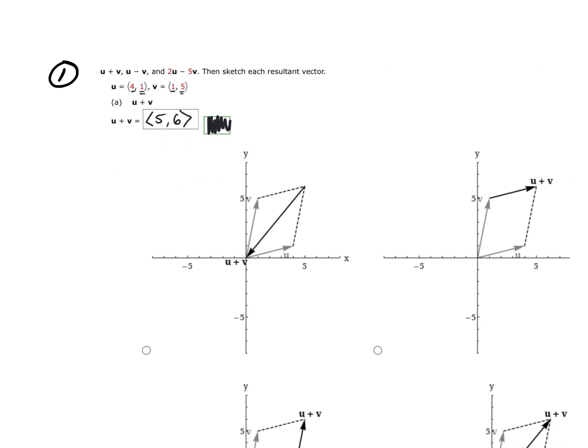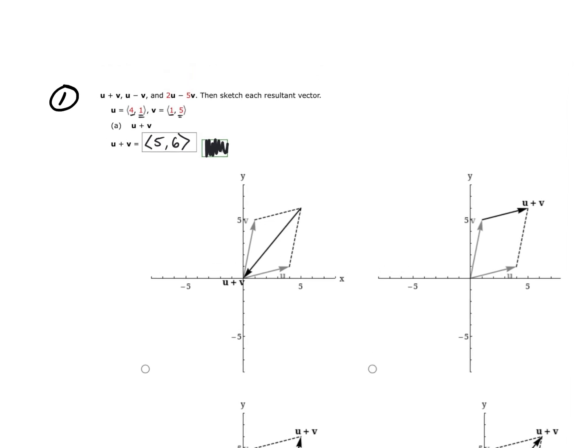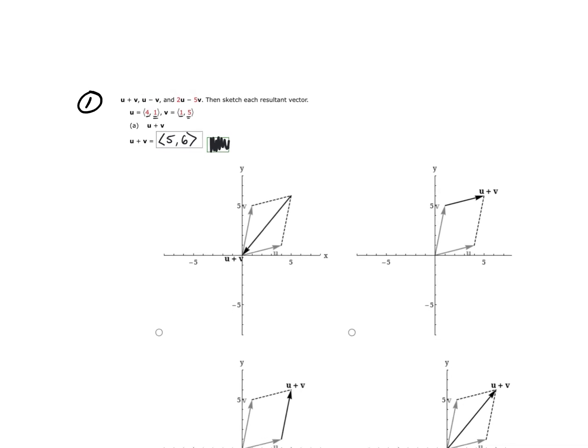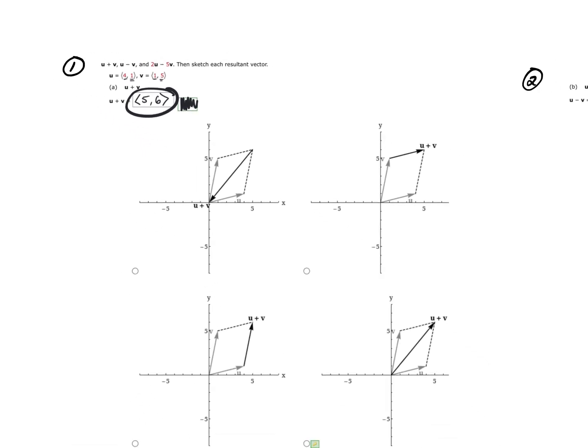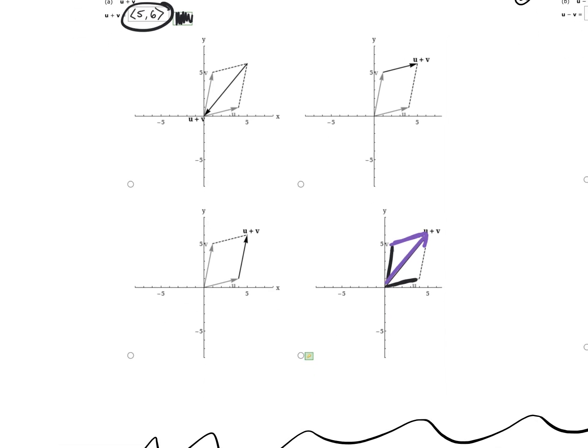So then when we pick our graph, we would take u and then add v to it, but our new vector, if it starts at 0, 0, it's going to end at 5, 6. We want to see which of these end at 5, 6. They all kind of do. But u would be this one, and v is this one. So if I add u to v, it would be this line here. So the fourth one.